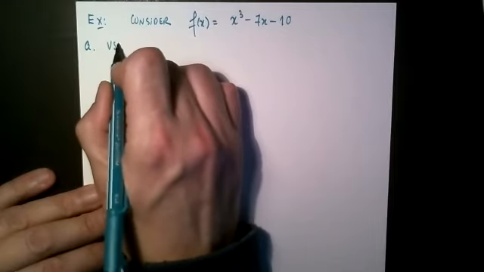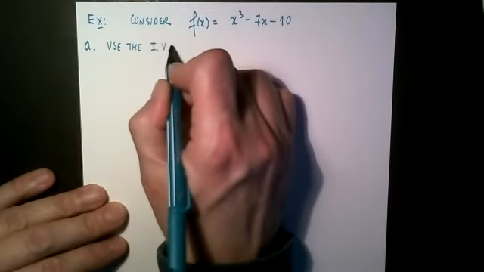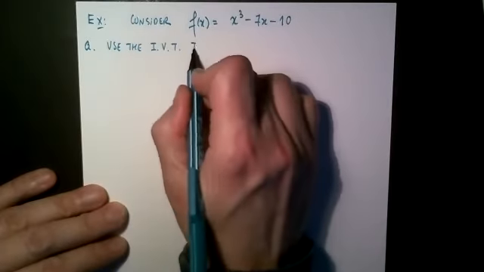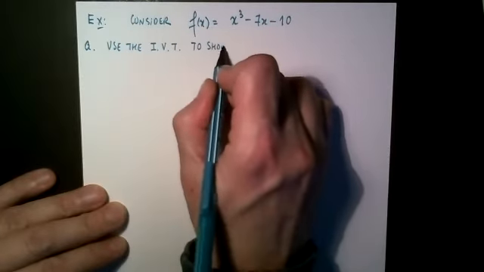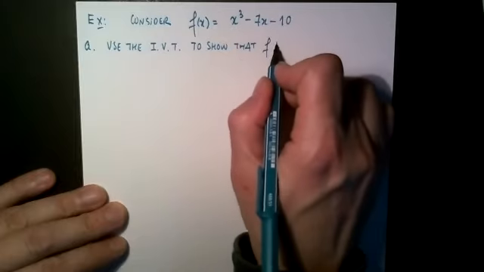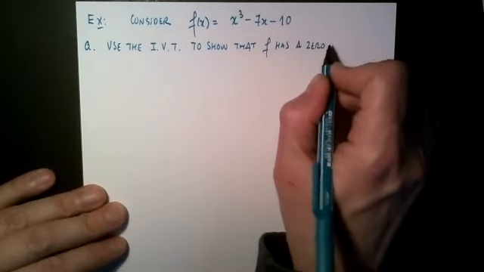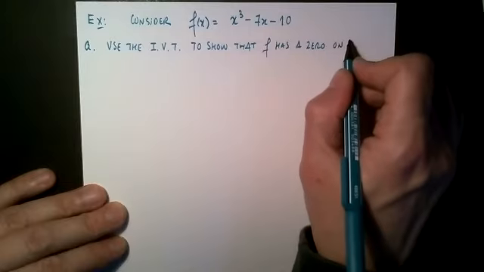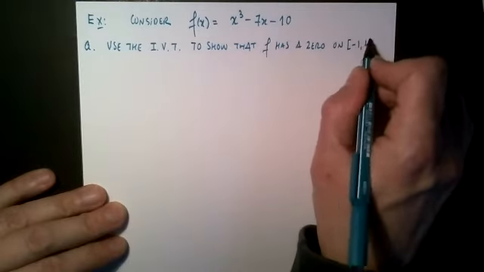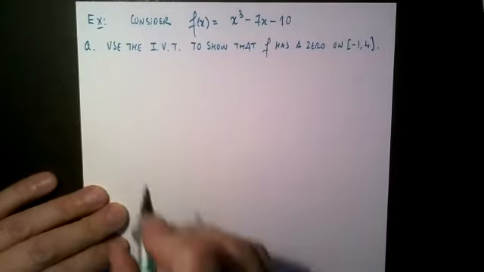First question: use the intermediate value theorem to show that f has a 0 on the interval [-1, 4]. Second question.